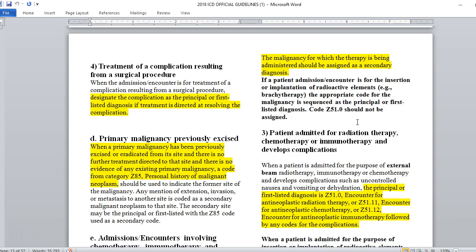Now, if a patient's admission is for the insertion or implantation of a radioactive element, like brachytherapy, and the appropriate code for the malignancy is sequenced as the principal or first listed diagnosis, code Z51.0 should not be assigned. And this is because brachytherapy is its own special little beast. Brachytherapy involves those little seeds that we insert into or put around a tumor. And these are new guidelines for this year. It's telling us that, again, we're going to use the cancer code as the reason for the encounter and not the Z51.0.